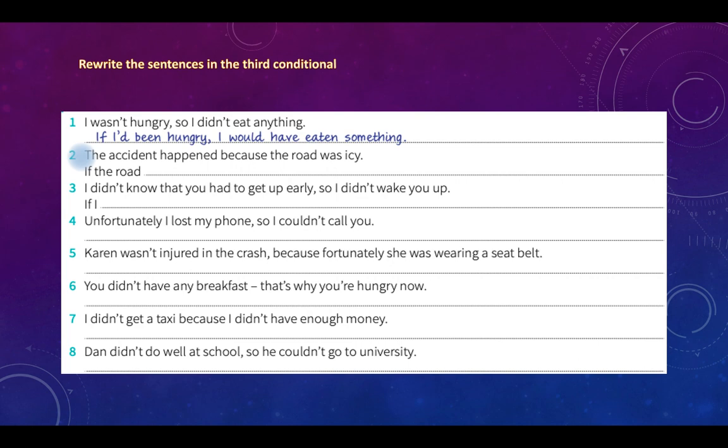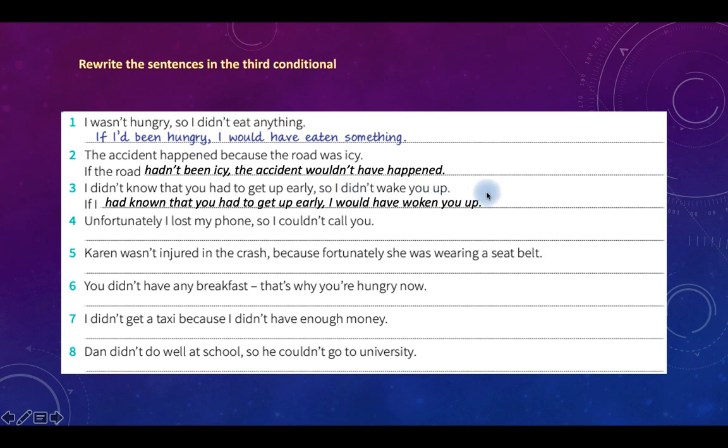I hope you've done it. Let's look at number 2. The accident happened because the road was icy. If the road hadn't been icy, the accident wouldn't have happened. I didn't know that you had to get up early, so I didn't wake you up. If I had known that you had to get up early, I would have woken you up.